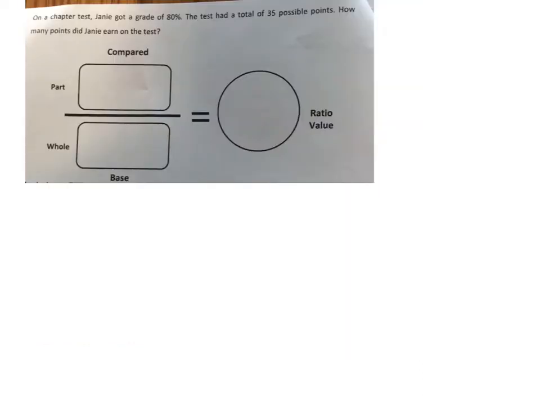The next question, it says, on a chapter test, Janie got a grade of 80%. The test score had a total of 35 possible points. How many points did she earn on the test? So anytime you're looking at a word problem and you see a percent number, that's basically just screaming ratio, ratio, ratio. 80% means 80 out of 100. So that percent is always going to go in your circle.